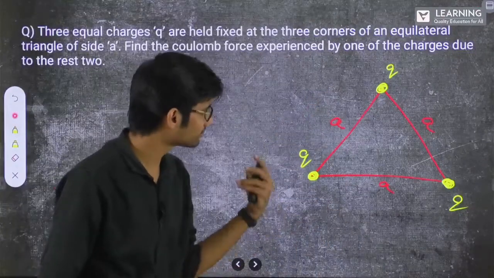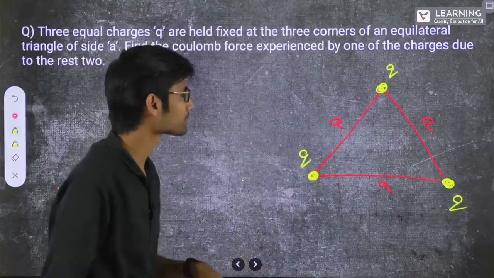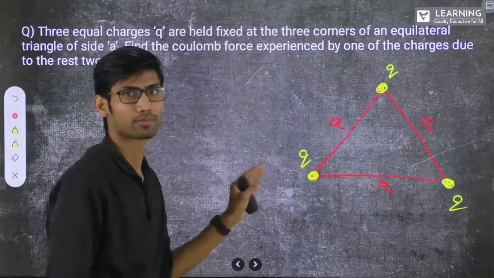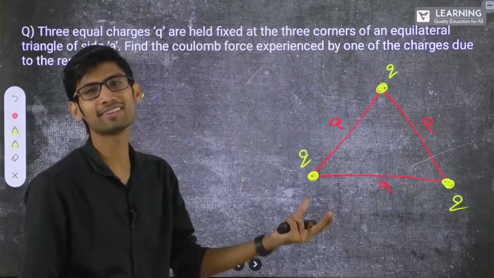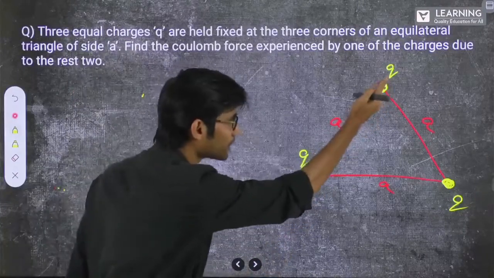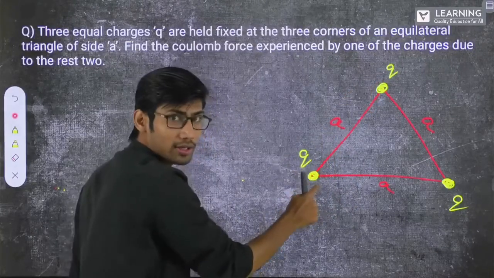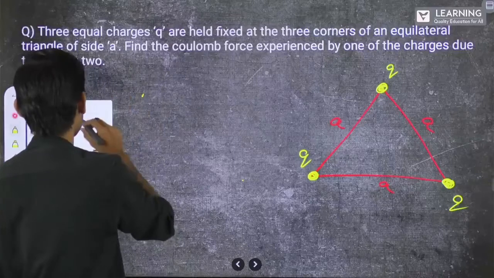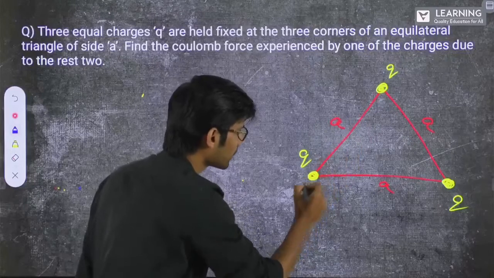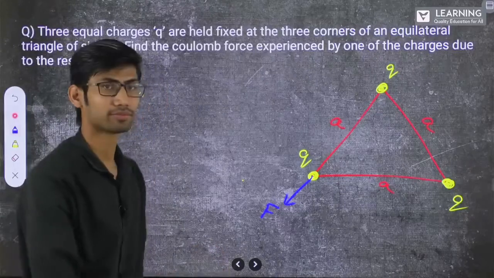First of all, let's take this particular charge. We'll find out the force on this charge. Any charge you can take. Then we have to find the individual forces due to the other charges, and then take the vector sum. The concept is very simple. So if I consider this charge first, the force on this charge due to this charge will be along the same line in this direction. Let's call it F.